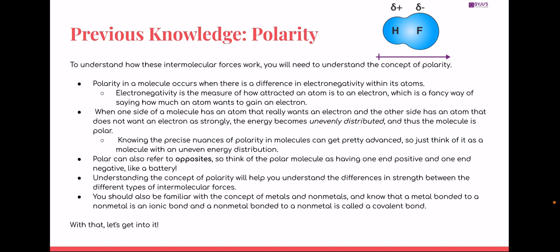Up here at the top, you'll see an HF molecule, and this is a polar bond because of the electronegativity difference between the hydrogen and the fluorine. You can see up the top there's a positive sign and a negative, showing how it's polar and the sides are oppositely charged.